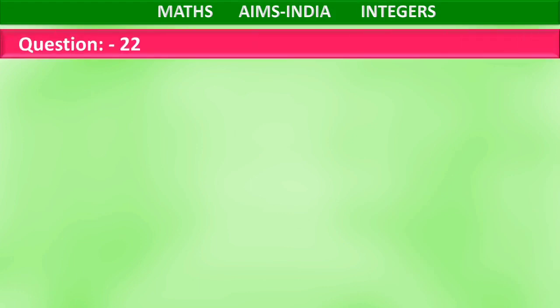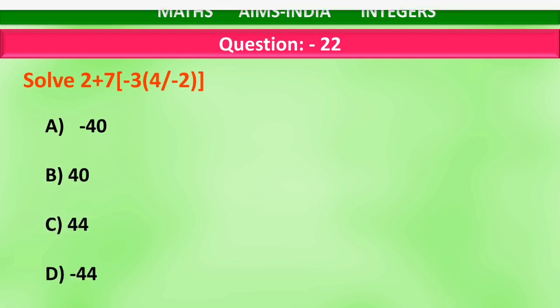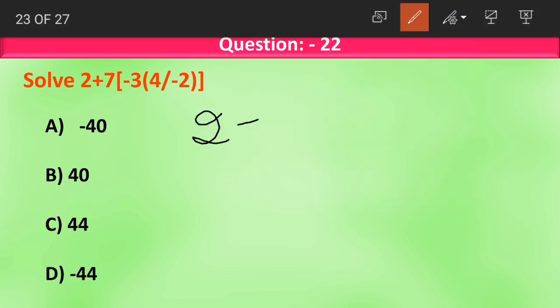The next question is question number 22. Solve 2 plus 7 brackets open minus 3, again brackets open 4 by minus 2, the brackets close. Option A minus 40. Option B 40. Option C 44. Option D minus 44. Now look at the question carefully.